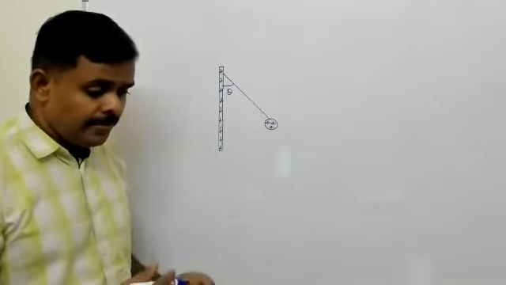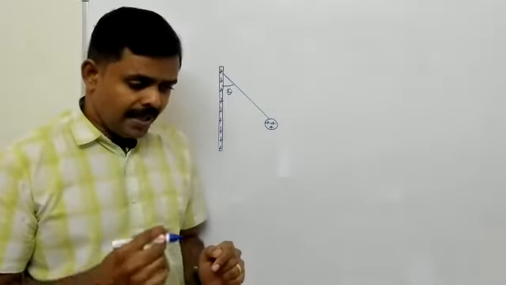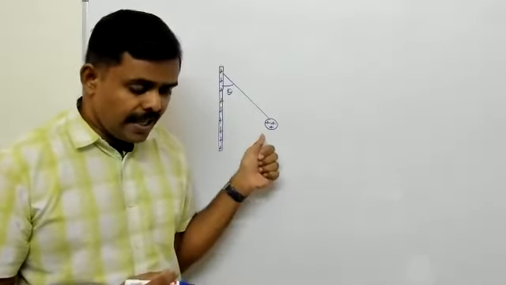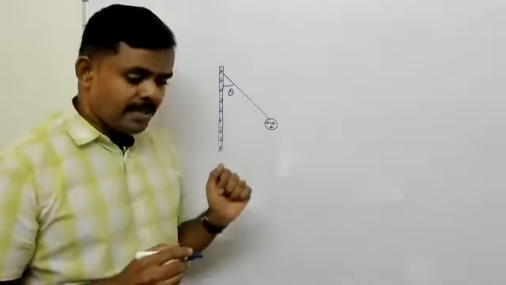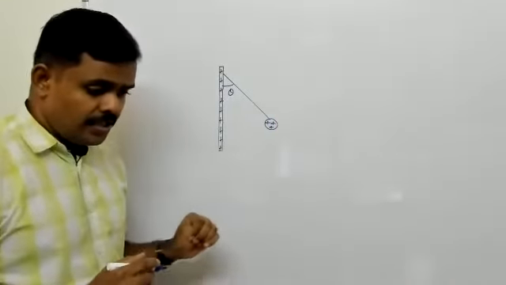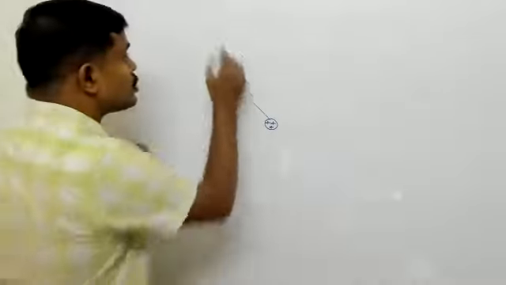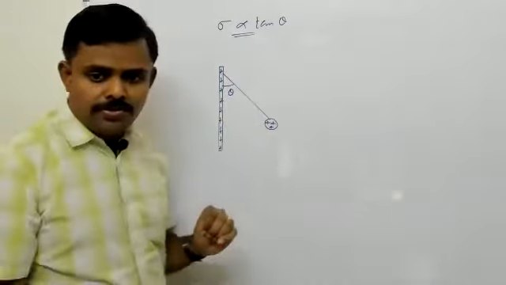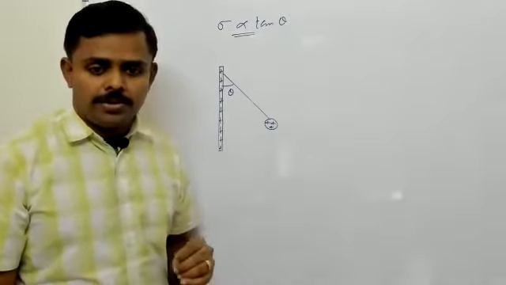Read the question again. A simple pendulum whose bob has a mass m and charge q is held at an angle theta like this from a charged thin sheet. This is the charged thin sheet, so it's making an angle of theta. Then what? Show that the surface charge density of the sheet is directly proportional to tan theta. This is what we are required to prove.